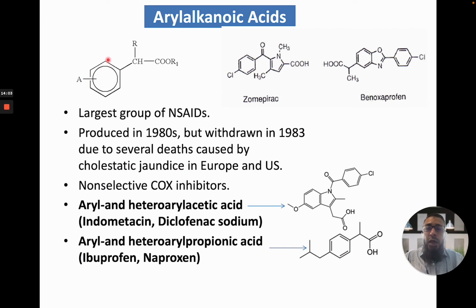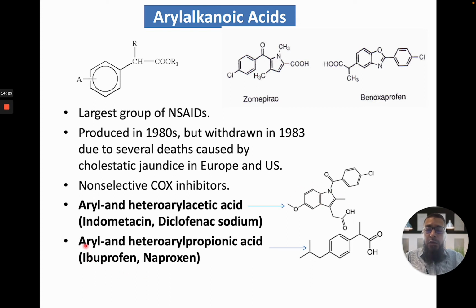So this is the aryl group, right, and this is the alkanoic acid group. So they act as non-selective inhibitors. The most common example is aryl or heteroaryl acetic acid, in which these drugs come under this function. This group includes indomethacin and diclofenac sodium, which have the aryl group or the heteroaryl group, right?